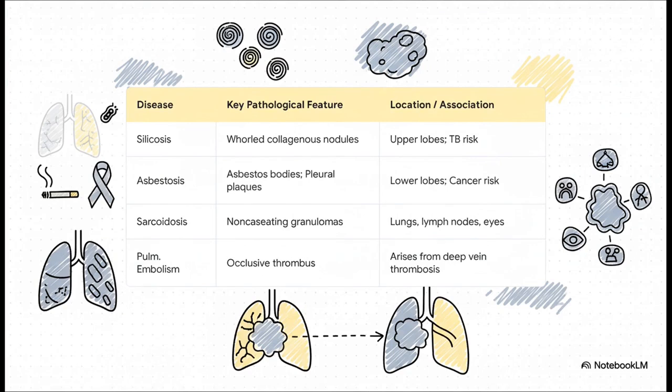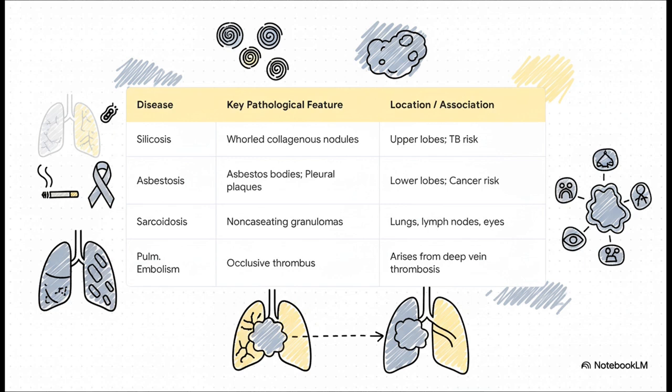You see, pathology is all about patterns. For the occupational diseases, location is everything. Silicosis is upper lobes with that critical TB risk. Asbestosis is lower lobes with a major cancer risk. For sarcoidosis, think systemic, think non-caseating granulomas that can be anywhere.